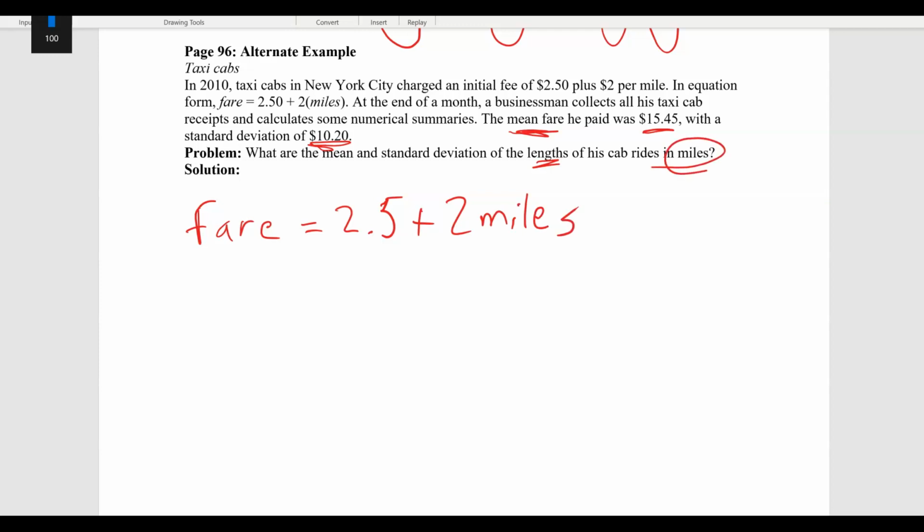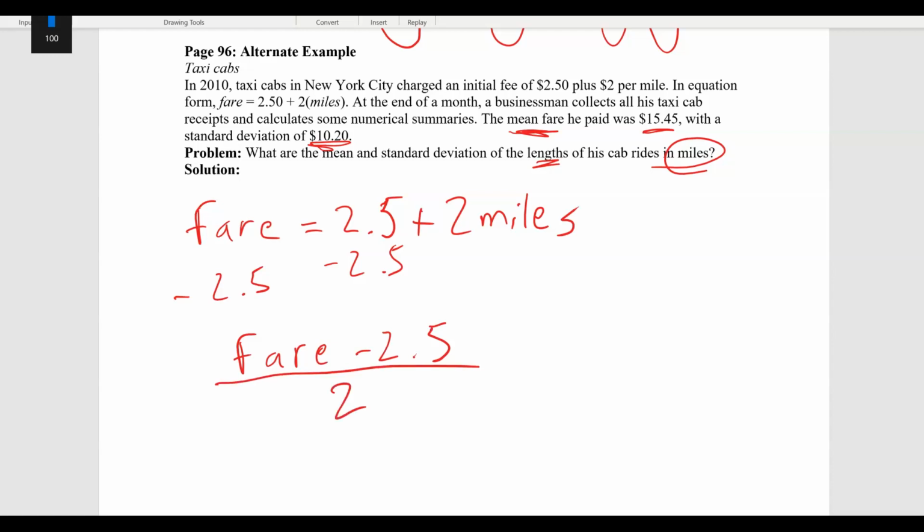So the first thing I have to do is back transform this equation to solve for miles. Pretty easy basic algebra here. Subtract 2.5 from both sides, and then I would divide both sides by 2. So I would take the fare, subtract $2.50 from it, okay? And then we divide that all by 2. It's a two-step deal. And that's going to give us our miles.